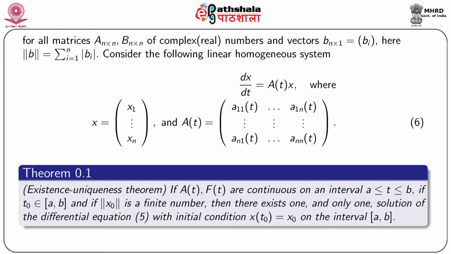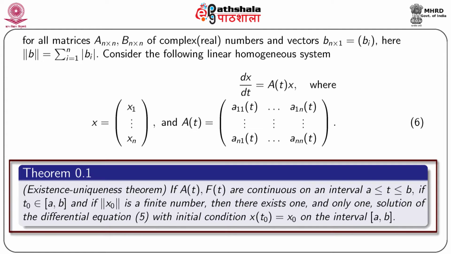The uniqueness and existence theorem says if A(t), f(t) are continuous on an interval a less or equal to t less or equal to b, if t0 belongs to the closed interval [a, b], and if the norm of x0 is a finite number, then there exists one and only one solution of the differential equation 5 with initial condition x(t0) equal to x0 on the closed interval [a, b].